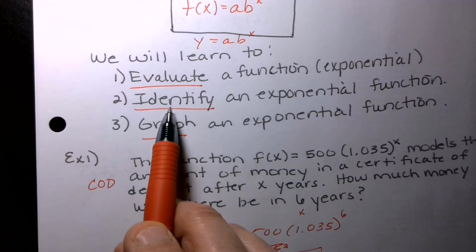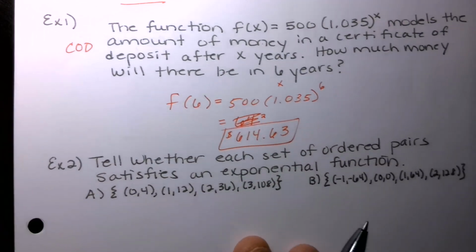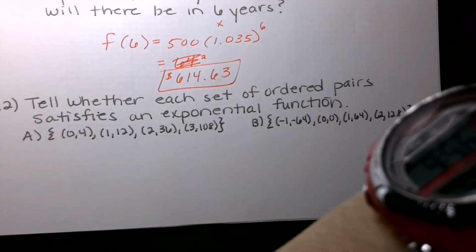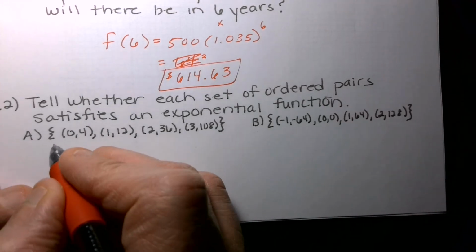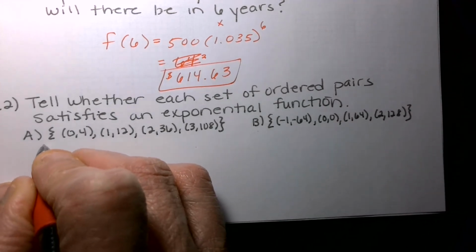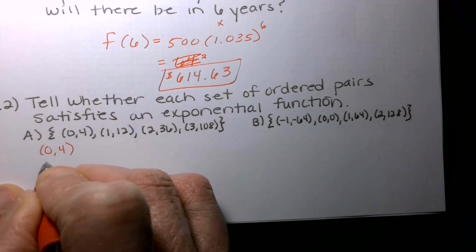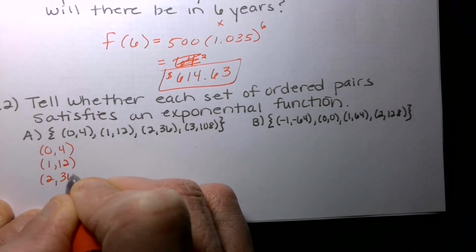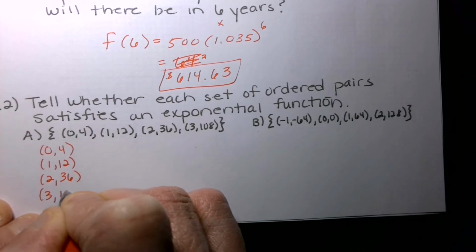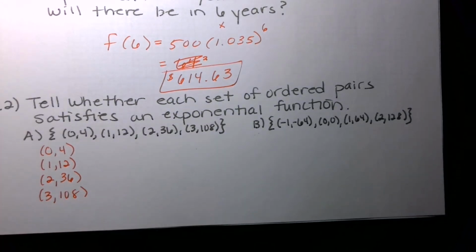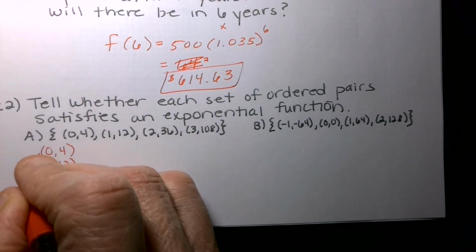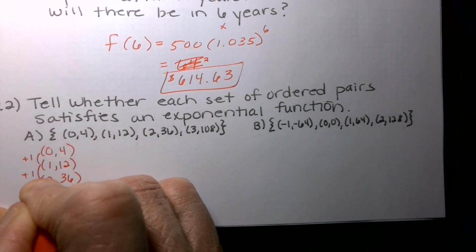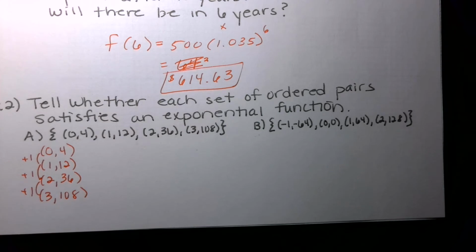Now we're going to do the second one, the identify. So here are two sets of data points, and we're going to line them up like we always have. So we put 0, 4, 1, 12, and we put them vertically. Okay, and we're going to check the left side. This has always been consistent. It's always a constant change. So that's all, we're all set over there.